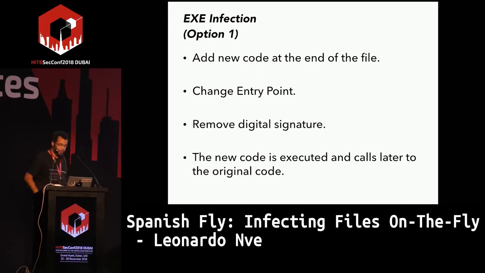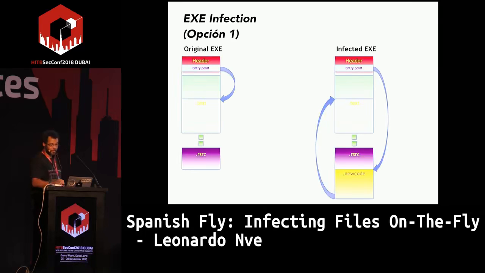Option 1, to infect the files. This is one of the oldest ways to infect an executable: add the malware code at the end of the file, change the entry point on the header of the file, and remove the digital signature, so the final file will not be signed. The new code has to be executed and then call the original code.